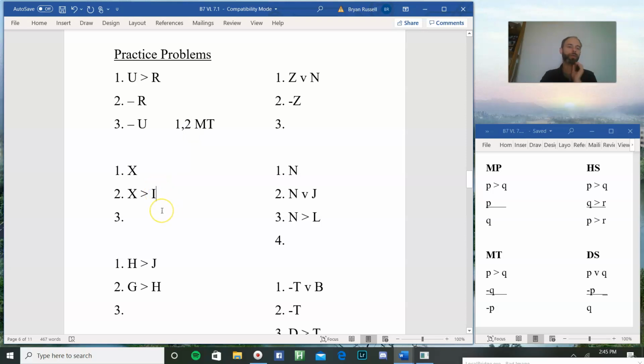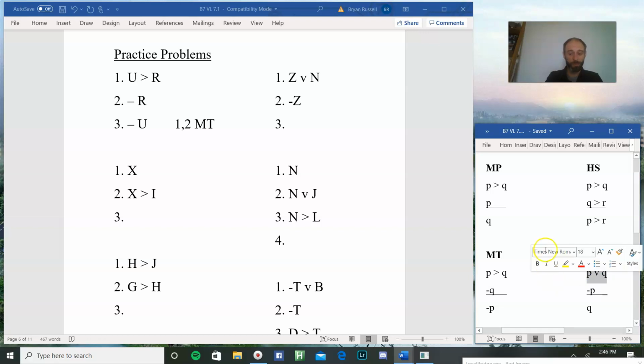All right, so let's look at another practice problem. So here we have X. We're given that X is true, and we're given that if X, then I is true. So what can we derive? Well, here we have a horseshoe as our main operator. So it's not, again, going to be DS, because DS, if we look down on the right here, has a wedge as its main operator. So it's going to be one of the other 3.